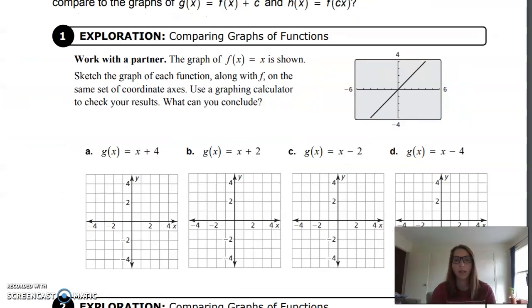Okay, for our last two functions, we are switching it up. If these two were translated up the y-axis because they are plus, what do you think is going to happen when we subtract? So we're going to look and see what happens to g of x equals x minus 2 and g of x equals x minus 4. So let's go back to Desmos and input those functions.